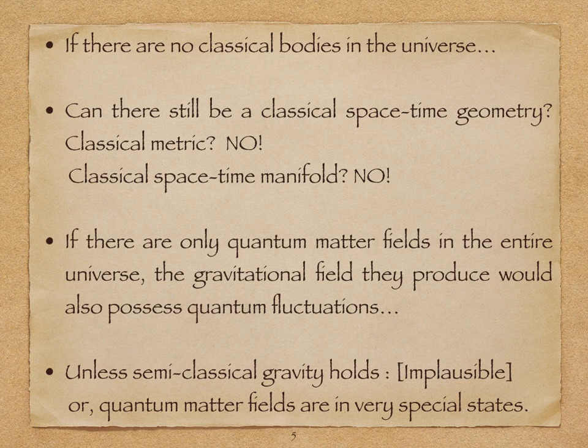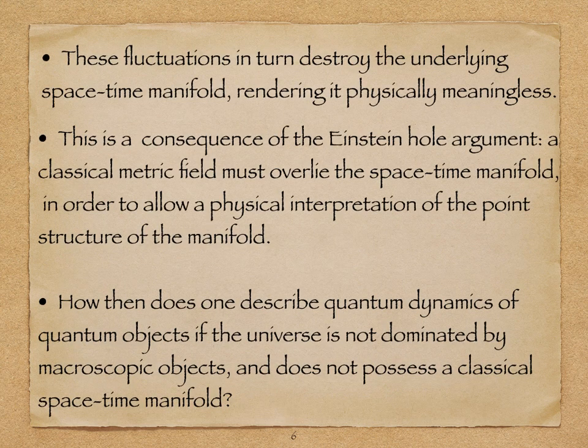Okay, so what are we saying? If you have only quantum objects in the universe, their gravitational field will have quantum fluctuations. So you cannot have a classical metric. Okay, if you get rid of the classical bodies from the universe, only quantum objects, you cannot have a classical metric. Can you have a classical space-time manifold underlying it? The answer to that is also no. We'll come back to that in a moment. That's a little more subtle. The metric part is easy to see. Quantum objects, quantum fluctuations in the gravitational field, no classical metric.